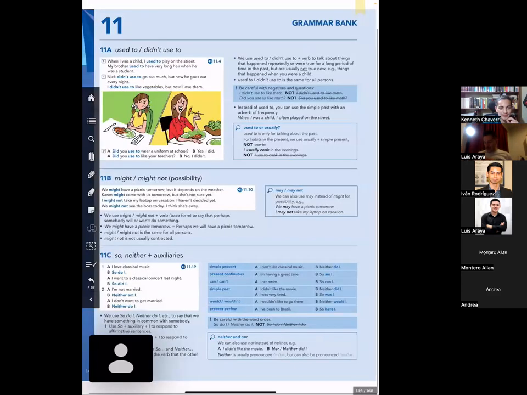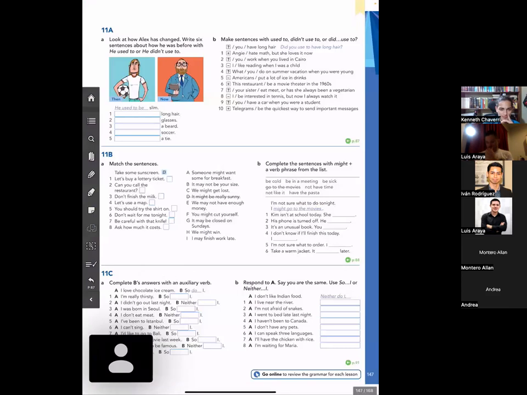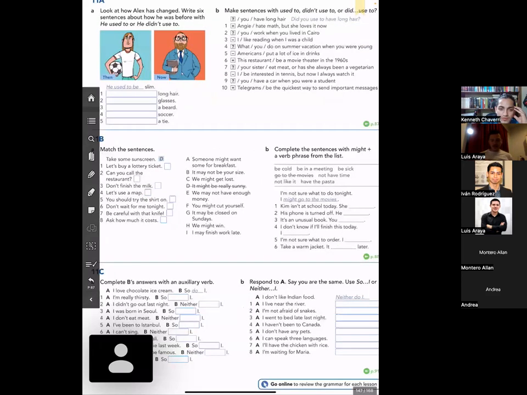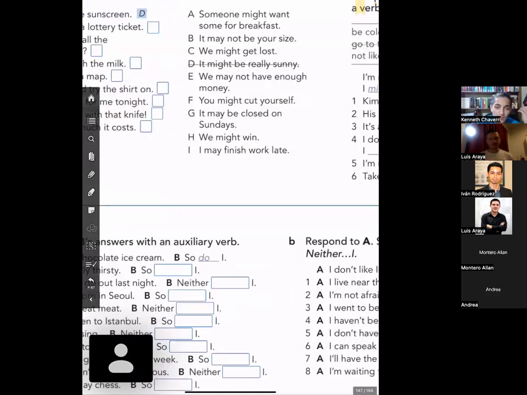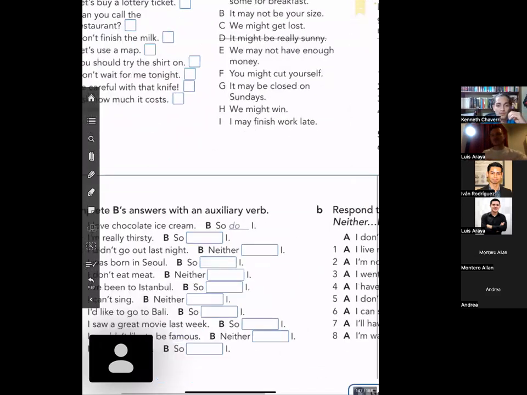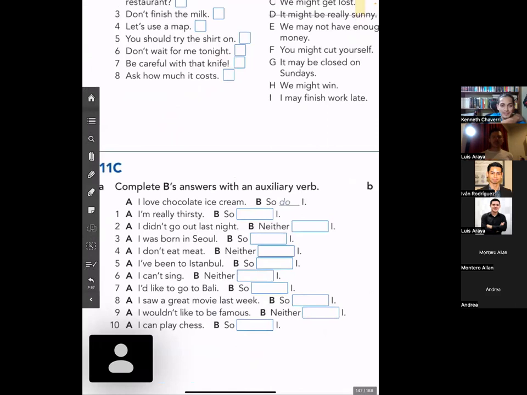So for the practice in this one, it says complete the 11C part A. It says complete these answers with an auxiliary verb. The first one says, I love chocolate ice cream. So do I. We have 10, I'm gonna give you like 5 minutes to see if you can finish this. Let's see what you can do. Is the one that you're seeing in the screen right now.